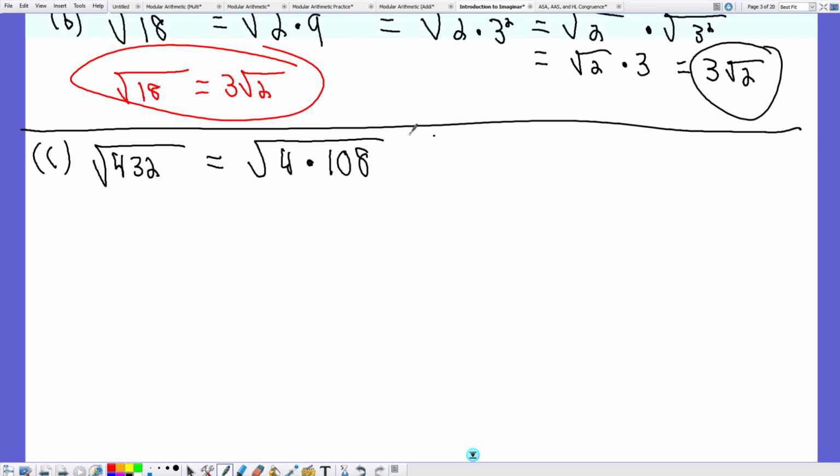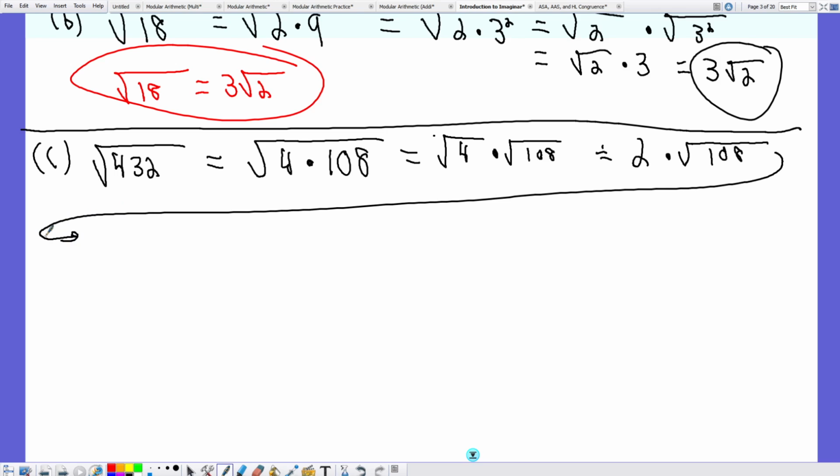And then, well, I can split that up as the square root of 4 times the square root of 108. And then abbreviate that, the square root of 4 is 2 times the square root of 108. But hopefully you notice that this 108 is an even number, which means we could simplify that down even further. So I'm going to keep the 2 the same.